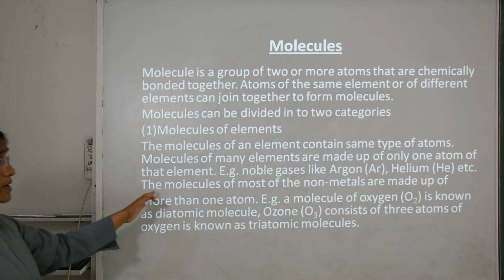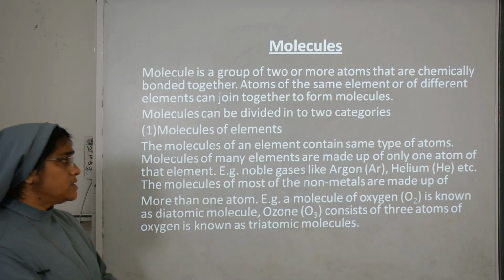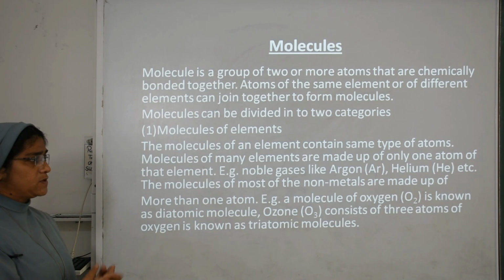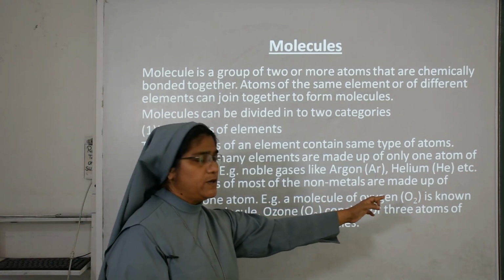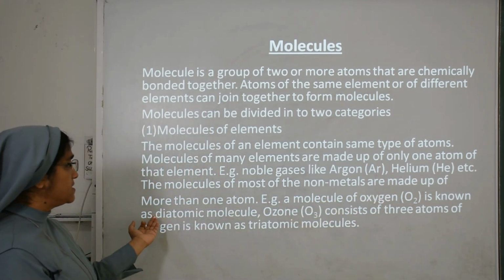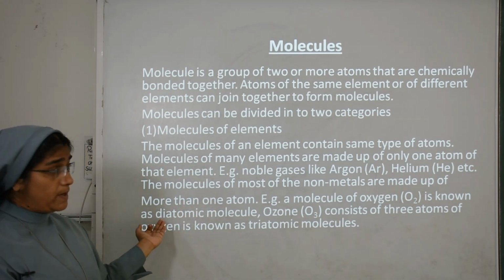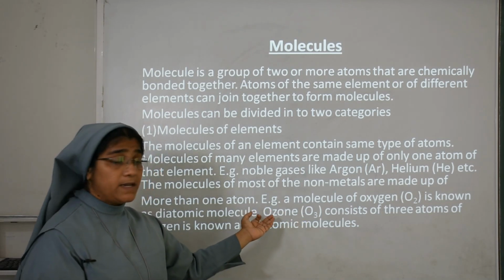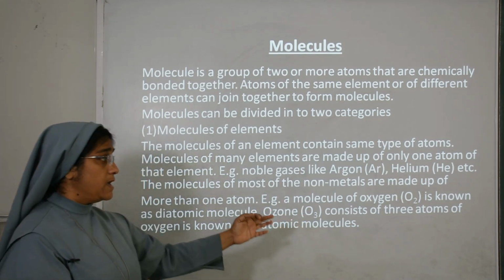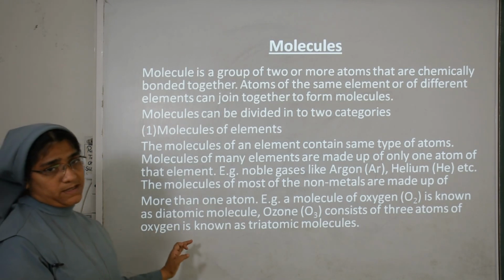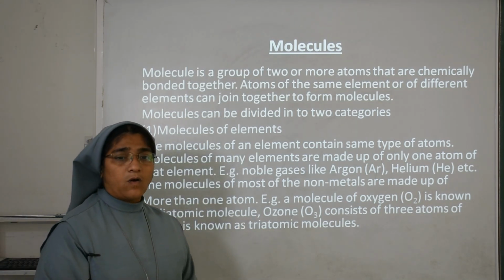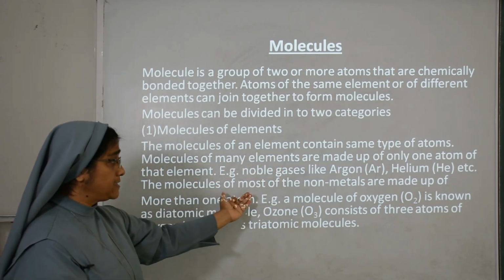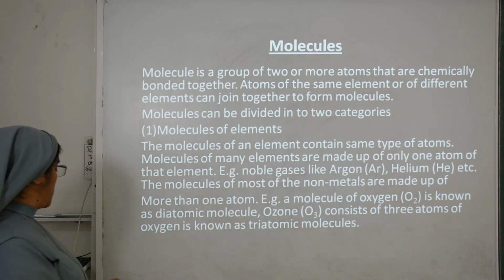Next, we will study the molecules of non-metals. The molecules of most of the non-metals are made up of more than one atom. For example, the molecule of oxygen, O2, is called a diatomic molecule. Then again we can see ozone. Ozone consists of 3 atoms of oxygen, so we call it a triatomic molecule. So: monatomic molecule, diatomic molecule, triatomic molecule.